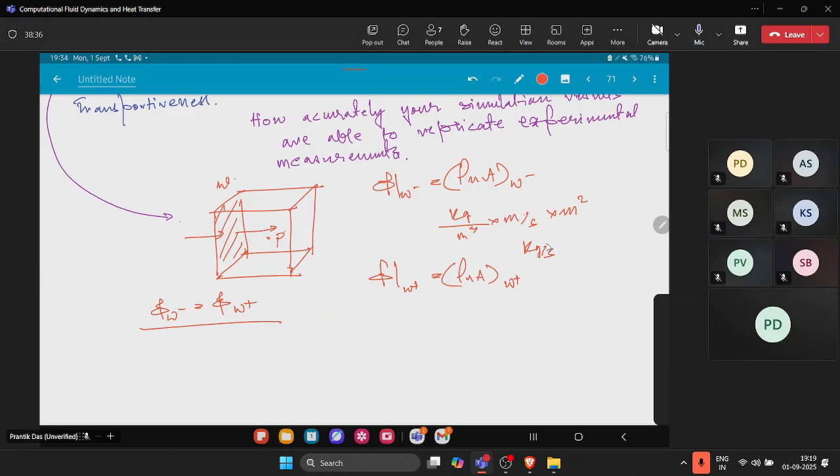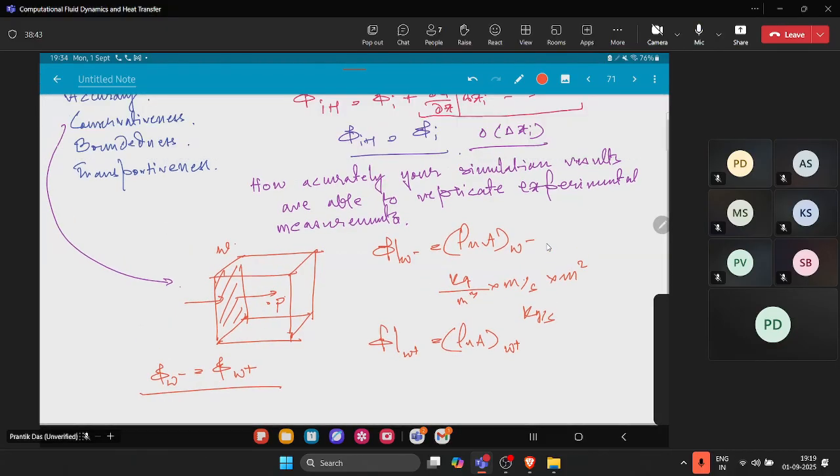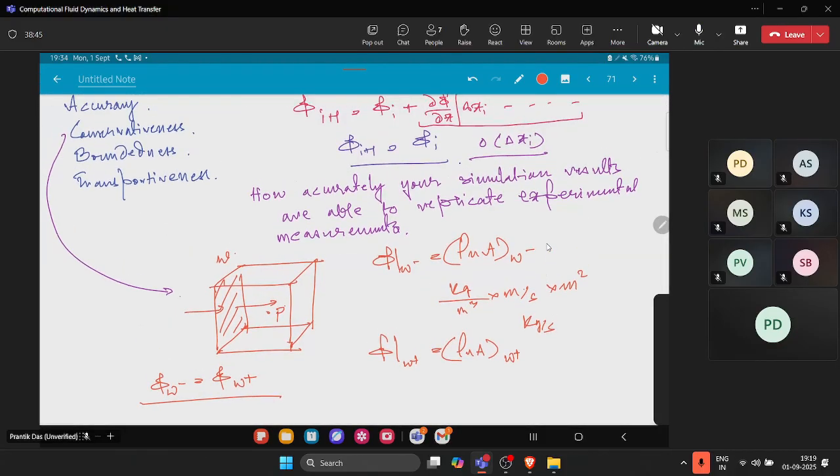Is it clear to all of you? So this is called conservativeness. Is it clear to all of you? Yes, sir. Okay. So there is another thing which is called boundedness.